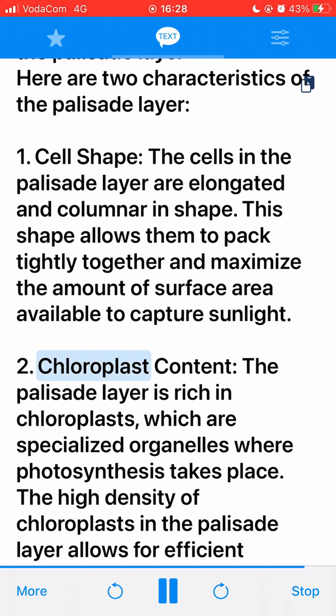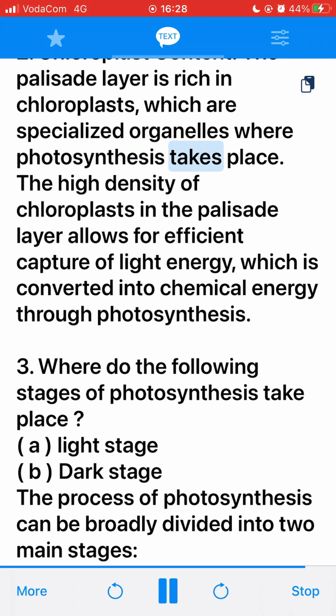2. Chloroplast content. The palisade layer is rich in chloroplasts, which are specialized organelles where photosynthesis takes place. The high density of chloroplasts in the palisade layer allows for efficient capture of light energy, which is converted into chemical energy through photosynthesis.